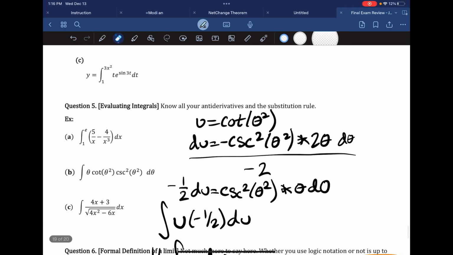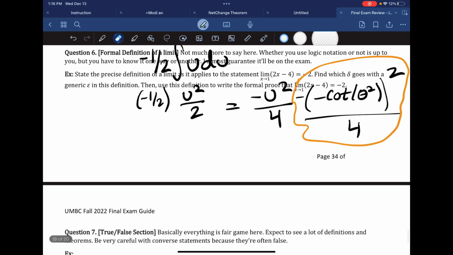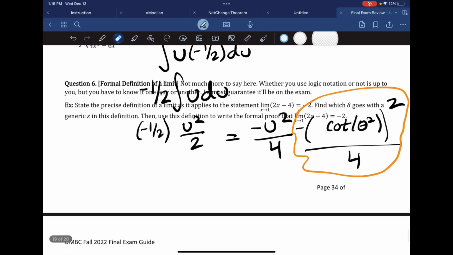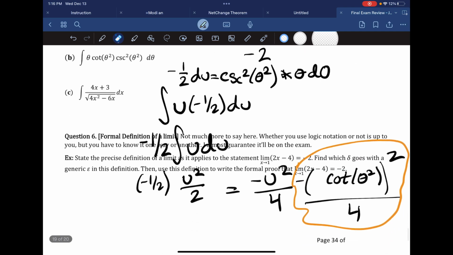Oh, and one error. I think one of these equal signs got copied over, so I don't know why there's a negative sign here. That's a regular cotangent. I don't know how that got there, but yes, this is going to be the answer.